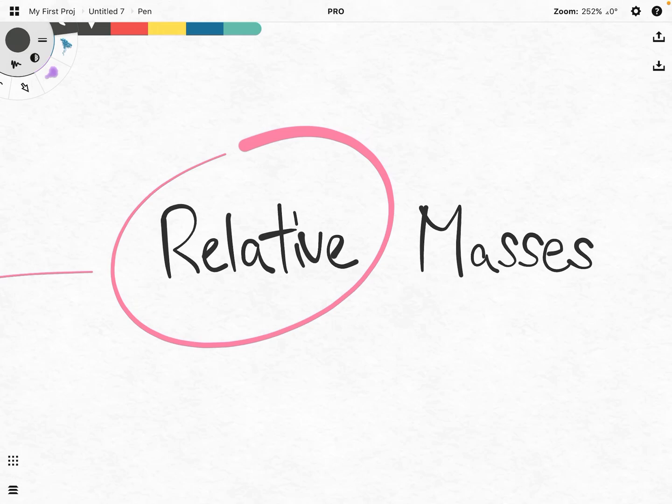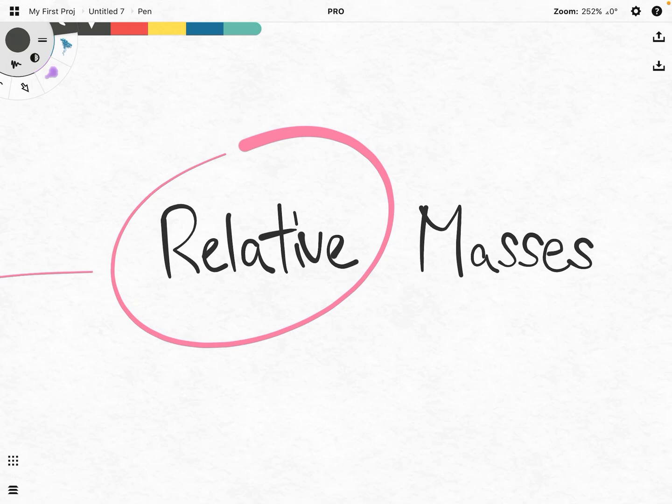Hi everyone, thank you for joining me in this video where I'm going to try to explain what relative masses is all about. So to begin, let's look at the word relative. When we look at the word relative, usually what we are referring to is that we are comparing two things, right? For example, if I were to say, what is your height relative to another person's height? We are making a comparison.